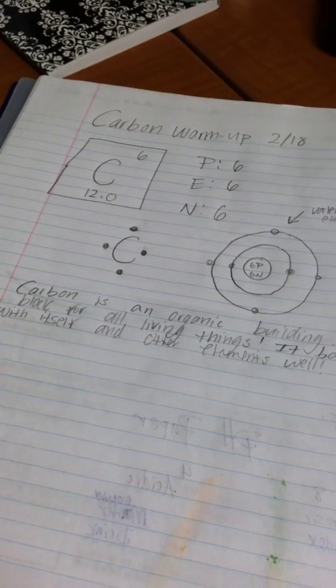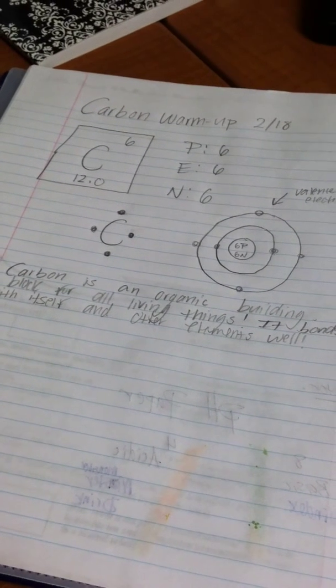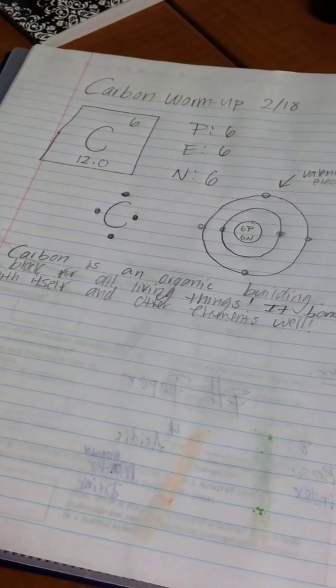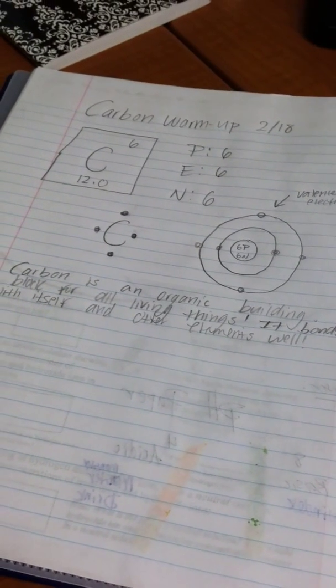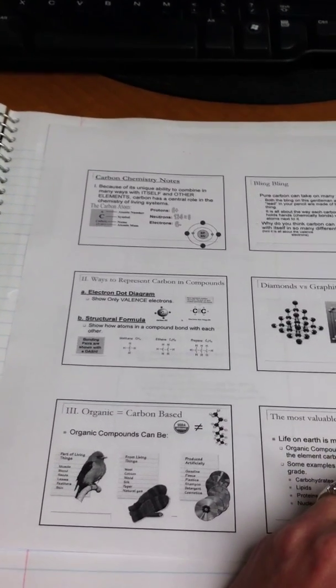Page 29 has our warm-up from 2-18 about carbon. It asked you to draw a periodic square for carbon, its protons, electrons, neutrons, electron dot diagram, a Bohr model, and asked you why you think carbon's important. On page 30, directly across from that, is the carbon chemistry notes.